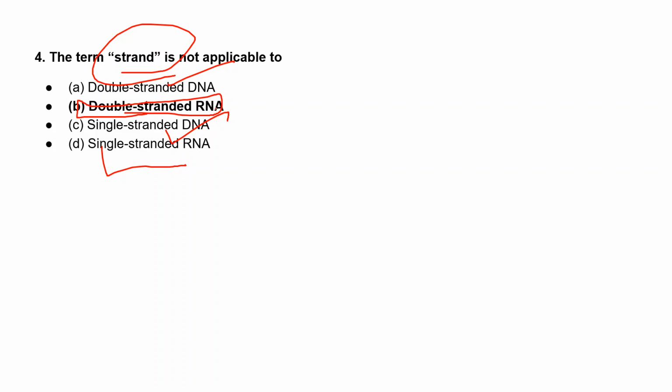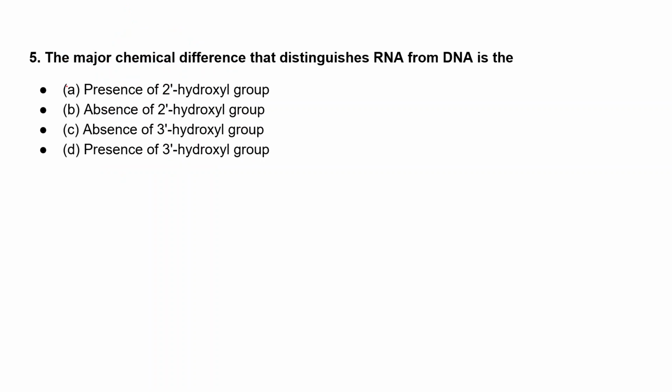So you were right. The next question is, the major chemical difference that distinguishes RNA from DNA is the presence of 2' hydroxyl group, option B absence of 2' hydroxyl group, option C absence of 3' OH group, and option D presence of 3' hydroxyl group. So what is the major difference that distinguishes RNA from DNA? You have to tell what is the basic thing that is present in the RNA, not in the DNA. Anyone?